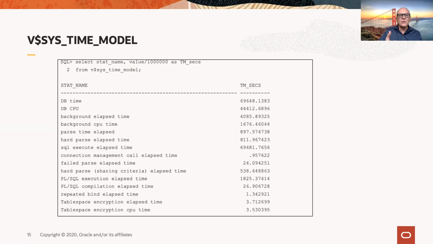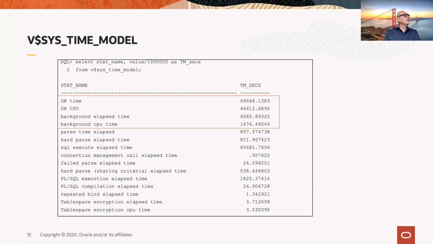So when the foreground process goes into a wait event, it sets a timer. It says, okay, I'm waiting. And then when the wait completes, it turns it off and says, okay, this is how much time it took, right? And so there's lots of these little timers built into the Oracle code path. But the ones you really are concerned with are the top four here, right? DB time, DB CPU, background elapsed time, and background CPU time, okay?